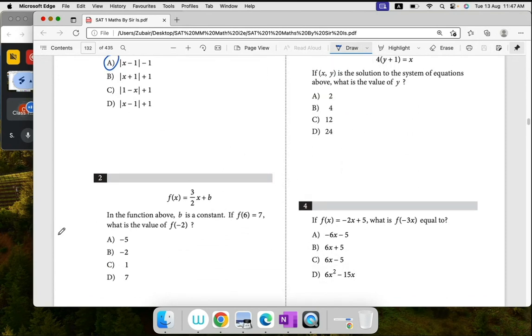Number 2. In the function above, b is a constant. If f of x is equal to 7, what is the value of f of minus 2? So 7 is equal to 3 by 2 of 6 plus b. 3 times 3 is 9. 7b is equal to minus 2. So 3 by 2 of minus 2 minus 2 minus 1, minus 5.